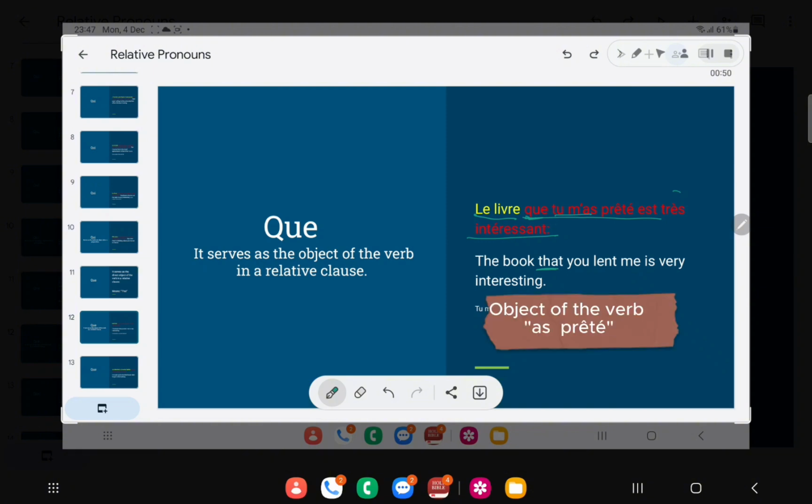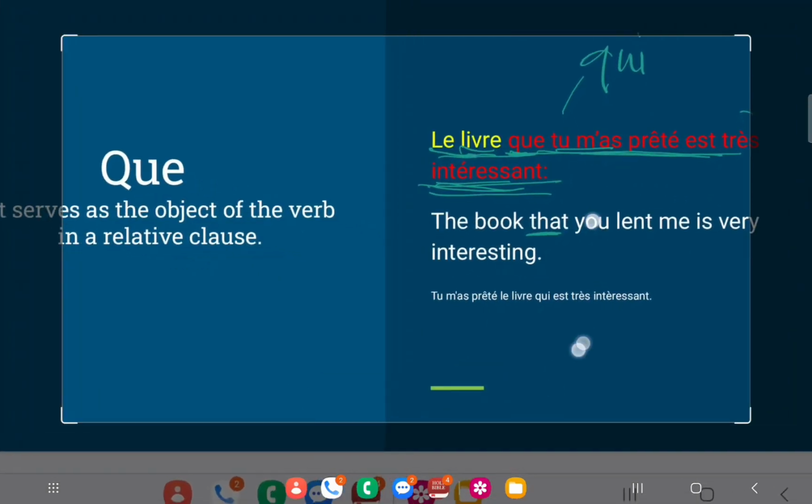So this is what differentiates que from qui. Qui is the subject, while que is the object. We could convert this in such a way that we use qui instead of que. But then for us to do this, we must ensure that qui is serving as a subject. Let us zoom in a little bit.